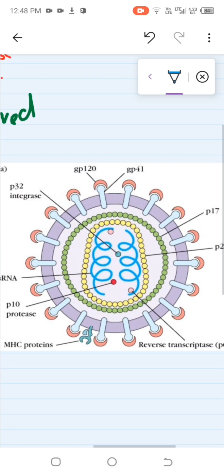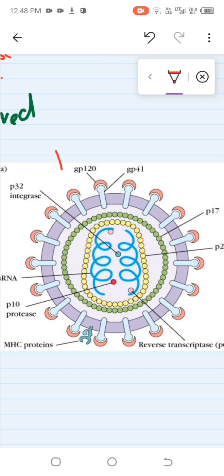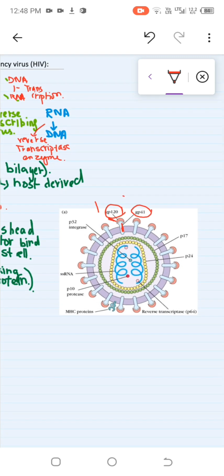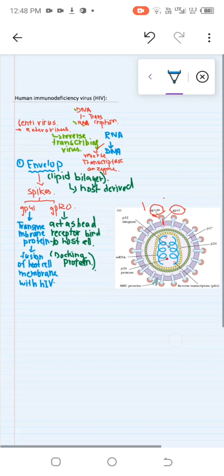So this is GP120, which is at the upper side of the glycoprotein, and GP41, which is embedded in the membrane, which is transmembrane. GP41 helps in the fusion, and GP120 contains the receptor, so it can easily bind to the host cell. Okay, so now let's discuss these both spikes.